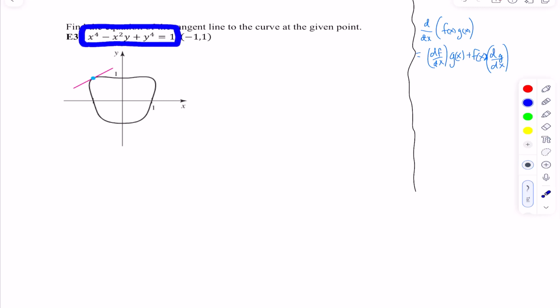Our curve is an equation. And notice that the exponent on a y here consists of y to the fourth. And because of that, this is actually an implicit equation. So when we differentiate this, we'll also differentiate this implicitly. So we'll go ahead and do that. Let's differentiate implicitly.